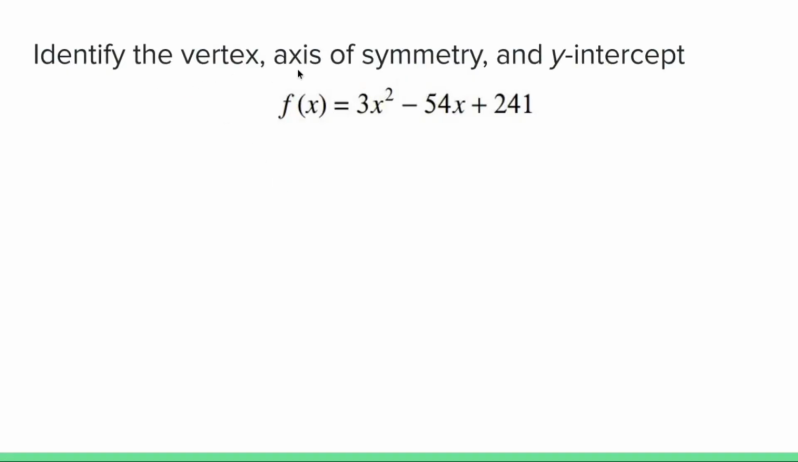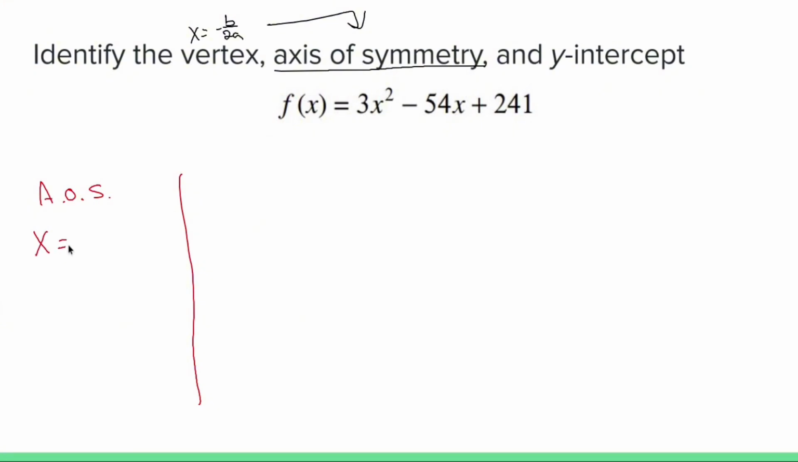Identify the vertex, the axis of symmetry, and the y-intercept. Well, let's actually do this. Let's find out the axis of symmetry, because when we find the vertex, we actually find the axis of symmetry. Now, the vertex is found by taking x equals -b over 2a and then plugging that value in to find your y value. Well, x equals -b over 2a also happens to be the axis of symmetry. So the axis of symmetry is going to be the vertical line x equals -b over 2a.